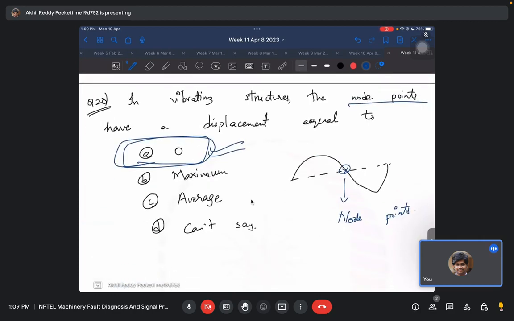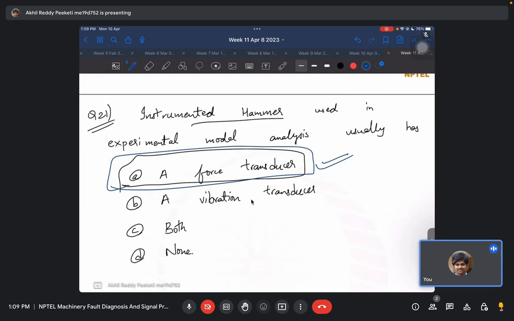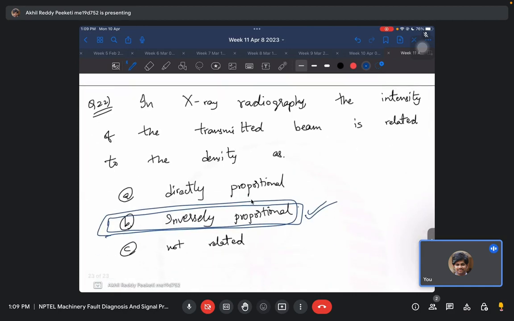And node points in vibrating structures are the points where the amplitude of the vibration is perfectly zero. Such points are called node points. And in the instrumented hammer, there is a force transducer only, and there is no vibration transducer. So you need to have one more vibration sensor if you are using an instrumented hammer for experimental modal analysis. And in X-ray radiography, the principle is that the intensity of the transmitted beam is inversely proportional to the density. So you can see we differentiate bones from the muscles. In a similar fashion, you can distinguish different features, or you can detect the cracks also.